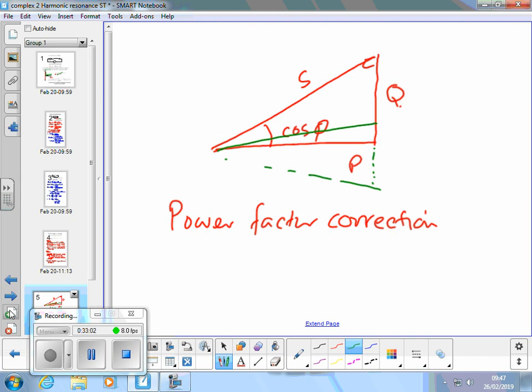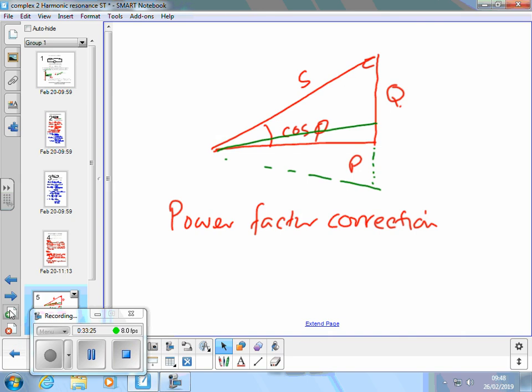So that's a very basic background as to one reason why this might happen. Power factor correction. If you carry on your studies with us next year, we'll look at power factor correction more fully in the level 6 module.